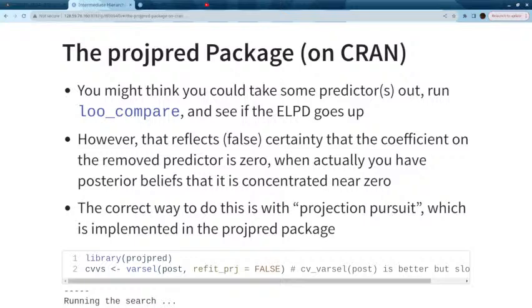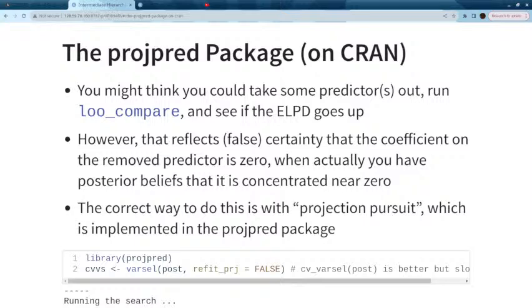But you want to use the ProjPred package, which is on CRAN, so you have to install it. Also, I forgot to put this on there: you should reinstall the LME4 and the Matrix package from CRAN to make sure you have the latest versions of those. Otherwise, there can be a problem with some things in BRMS. But anyway, the ProjPred package is the correct way to try to find a simplified model.